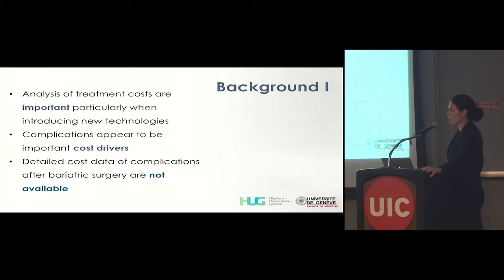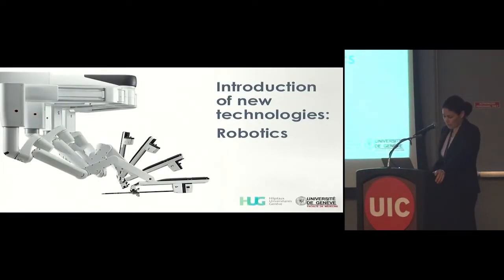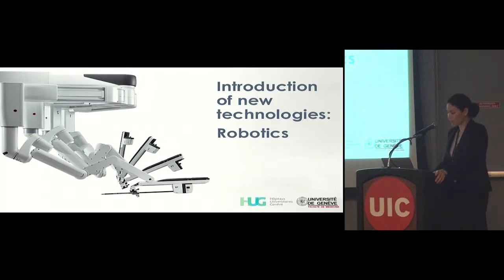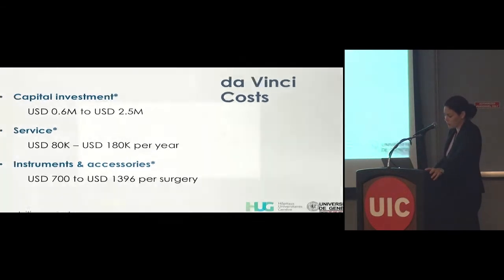It seems obvious that complications are important cost drivers, and they're important when you want to model a new technology out. But there's not a lot of data on how much complications actually cost in bariatric surgery. One example of new technology is robotics, and we all know that it comes with a certain price tag, between $1.6 and $2.5 million for the capital investment, service costs, instruments, and associates, as taken from the investor's presentation from Intuitive.